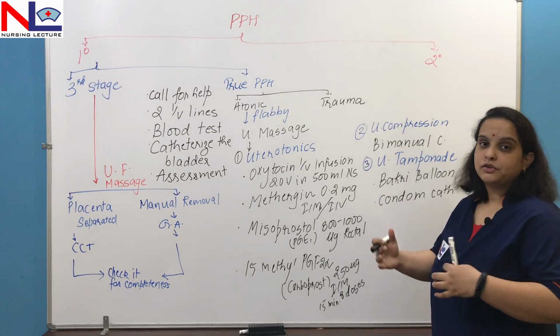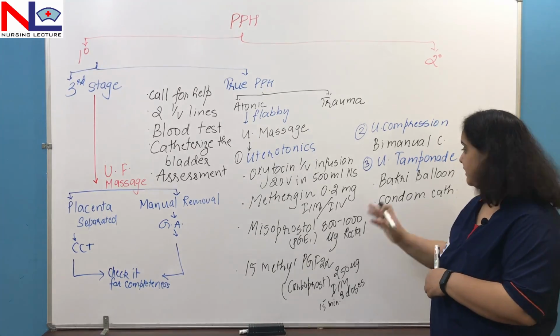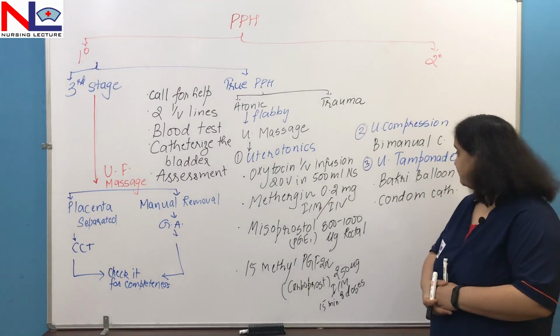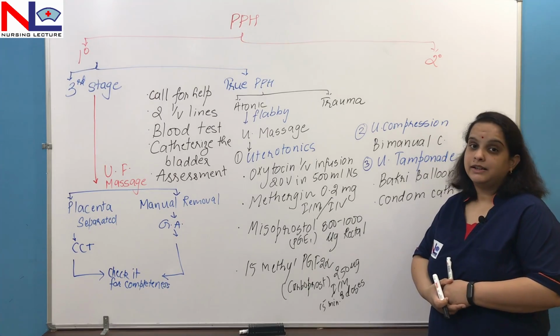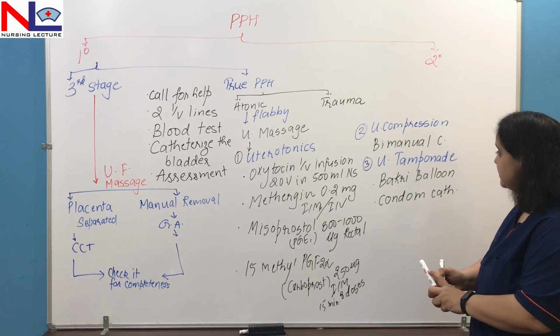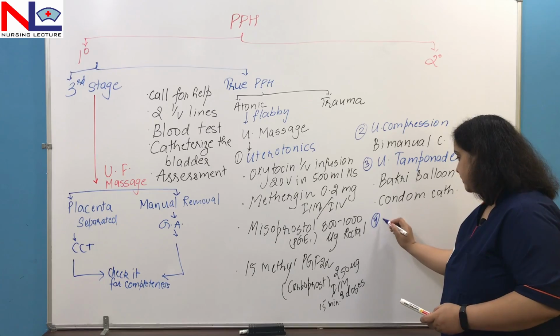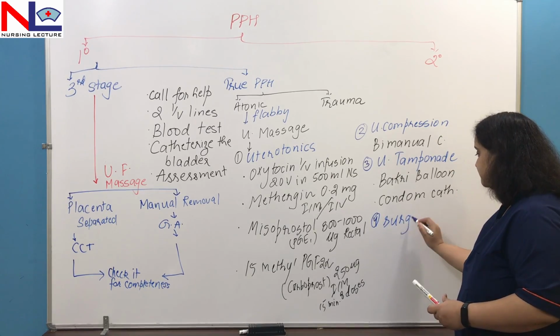After giving all these uterotonics, the bleeding is not stopped, the uterus is not contracted yet. After bimanual compression also the uterus is feeling flabby. We tried balloon tamponade also and still it has failed. Then the next choice is the surgery, that is the surgical method.